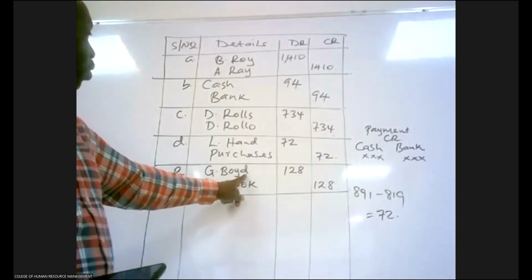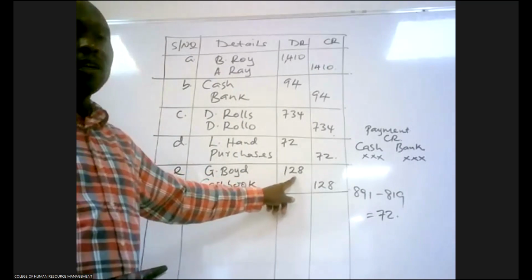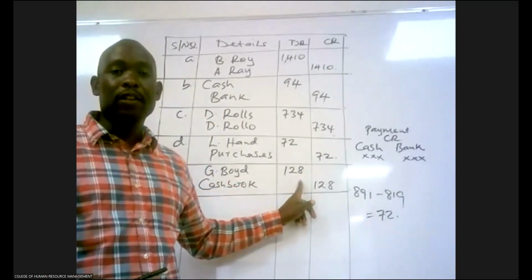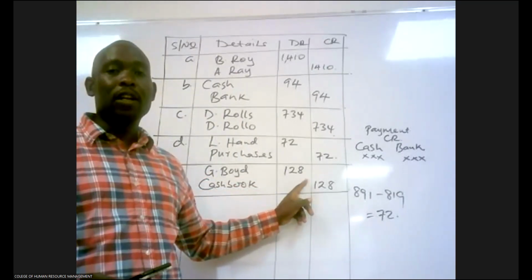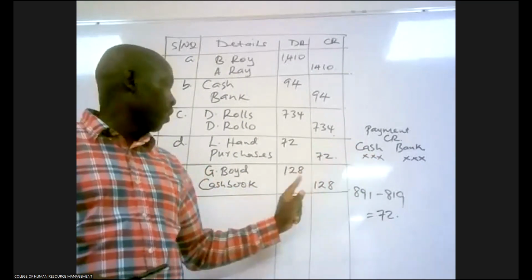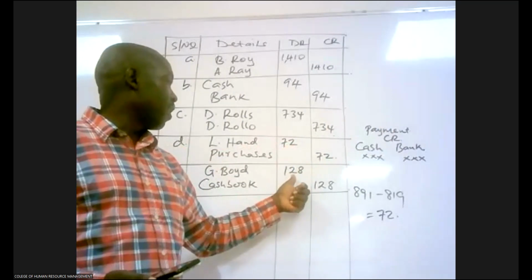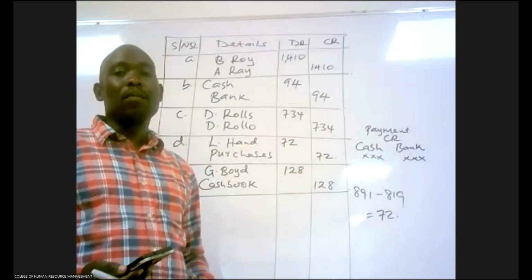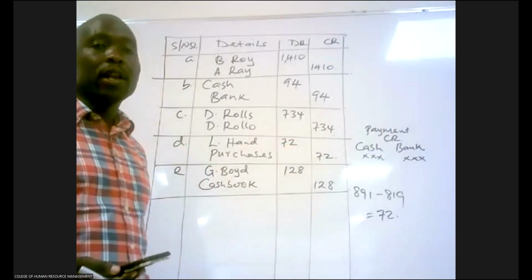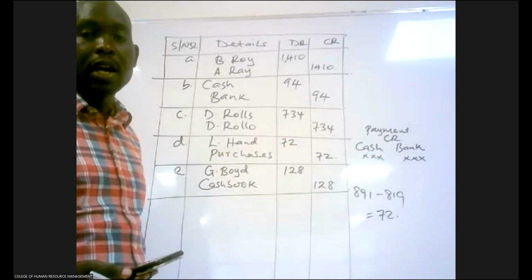Why G Boyd was supposed to be debited, but remember there is around 64 that is on the credit. There is 64 that is on the credit. So the first 64 is to cancel that wrong credit. Then the next 64, we debit it now because it was supposed to be debited. We are canceling and posting at the same time.